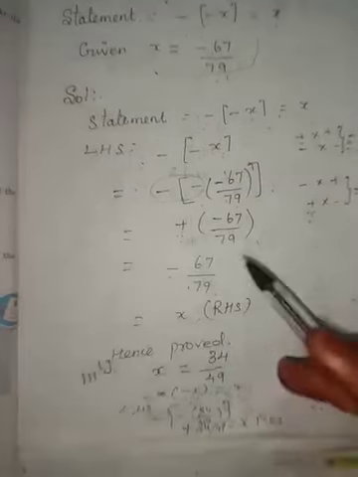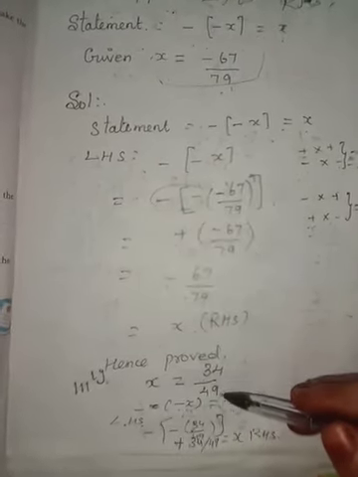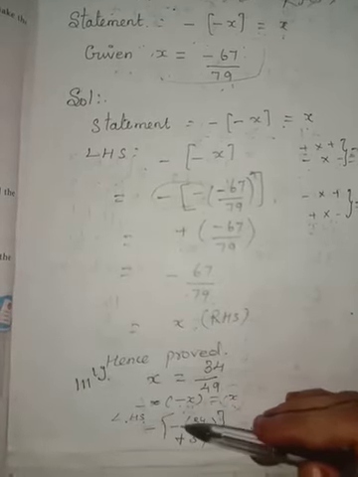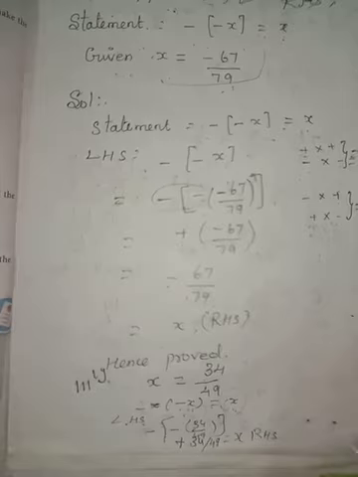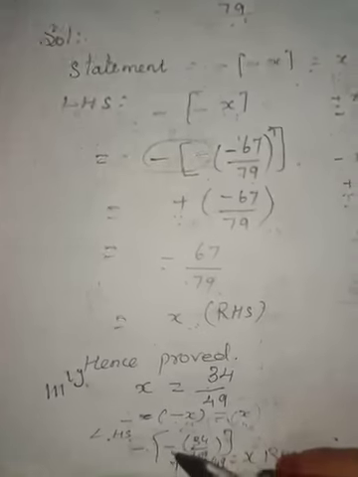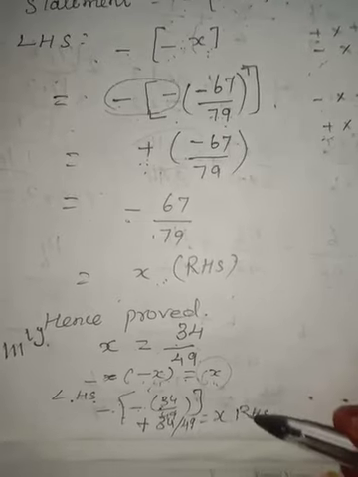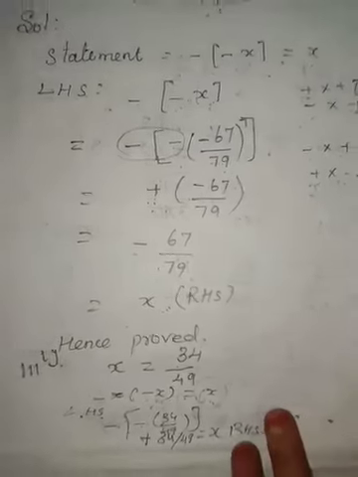Similarly, we can take x is equal to 34 by 49. We substitute in the statement minus of minus 34 by 49. We get plus 34 by 49, which gives x. So here also we proved the statement.